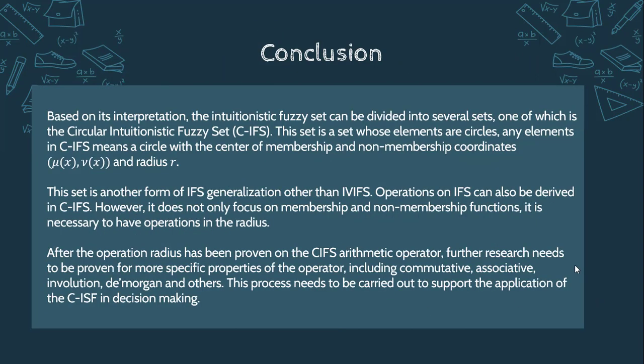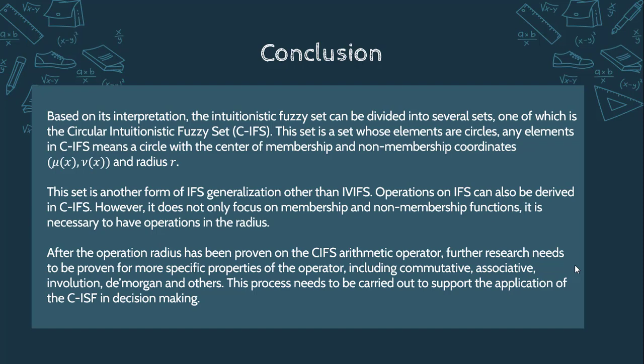And finally, we get the conclusion. The conclusion of this research is based on interpretation. The intuitionistic fuzzy set can be divided into several sets, one of which is the circular intuitionistic fuzzy set, CIFS. This set is a set whose elements are circles. Any element in CIFS means a circle with the center at the membership and non-membership coordinates, mu(x) and nu(x), and the radius r. This set is another form of IFS generalization other than IVIFS.